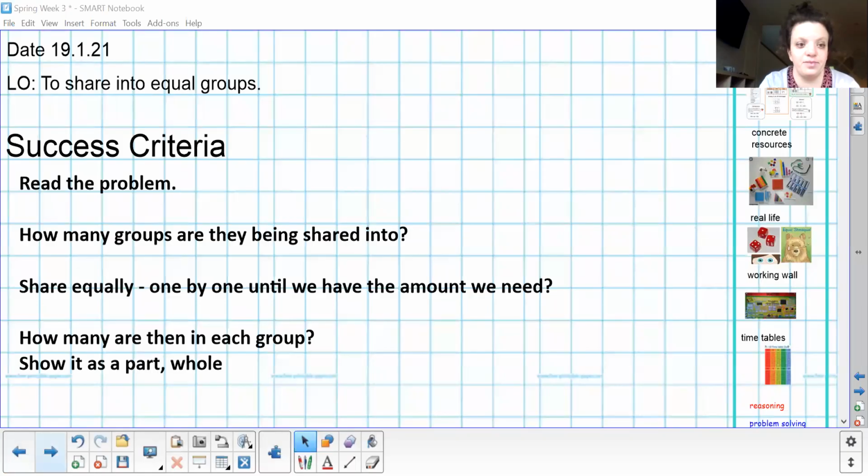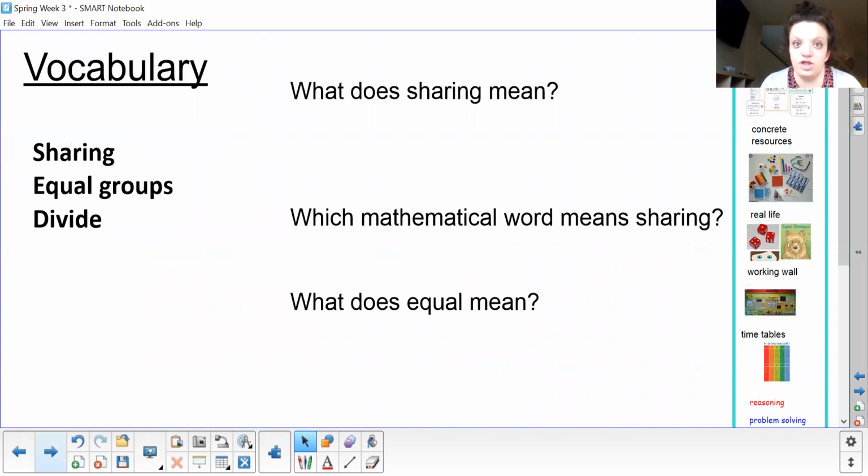Okay, let's carry on. So the first thing I'd like you to do is work out what does sharing mean, what is the mathematical word that we use which means sharing, and what does equal mean? Okay, off you go, work it out. Pause the screen if you need to.